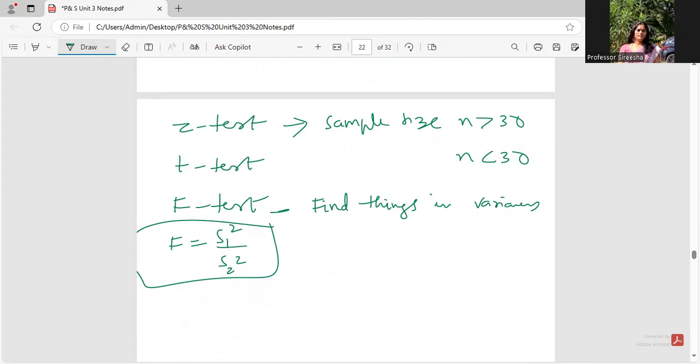Of course, let me give the gist of chi-squared as well. I don't have means or standard deviations and all those things. I'll be given some observed frequencies.